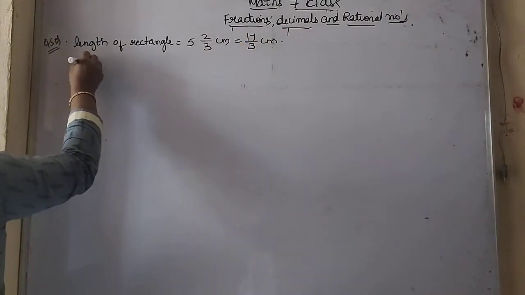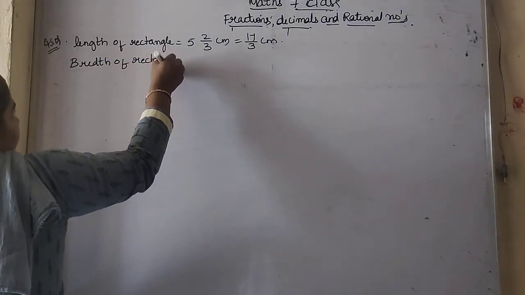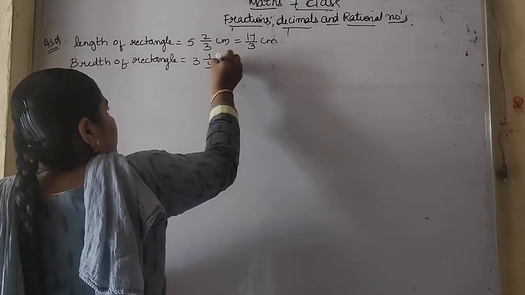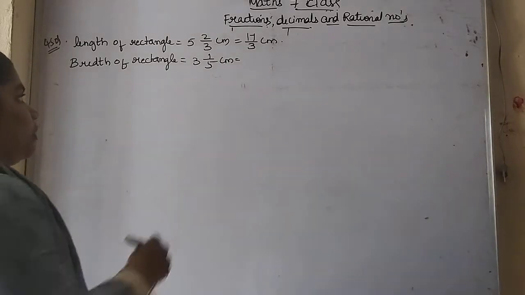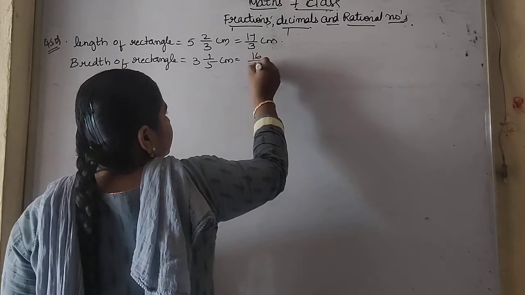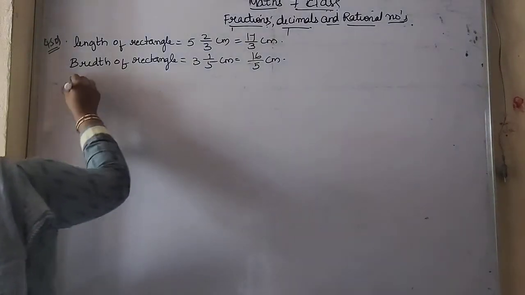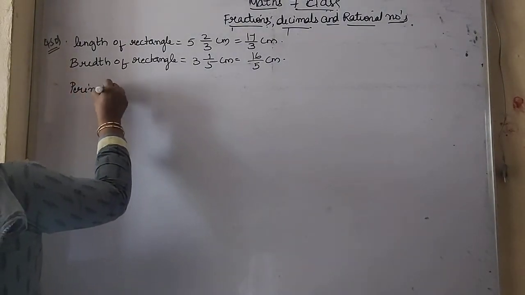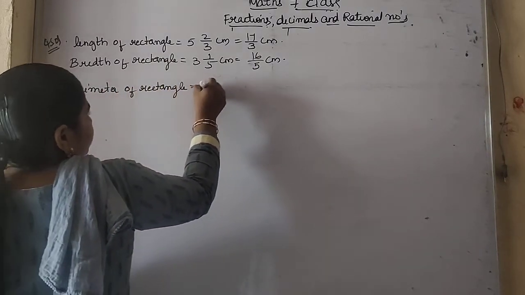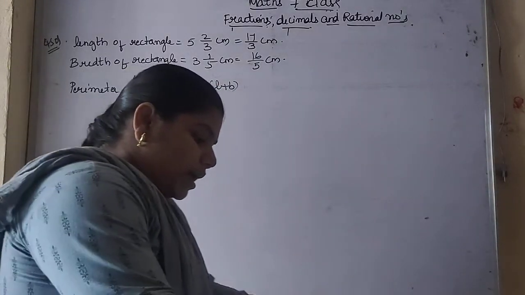And the breadth value. So the breadth of the rectangle is how much? They have given us 3 1 by 5. So convert into an improper fraction. 5 3s are 15, 15 plus 1 is 16. So it will be 16 by 5 centimeters. And they told us to find the perimeter value. So what is the perimeter of a rectangle formula? Perimeter of a rectangle is equal to 2 into L plus B.